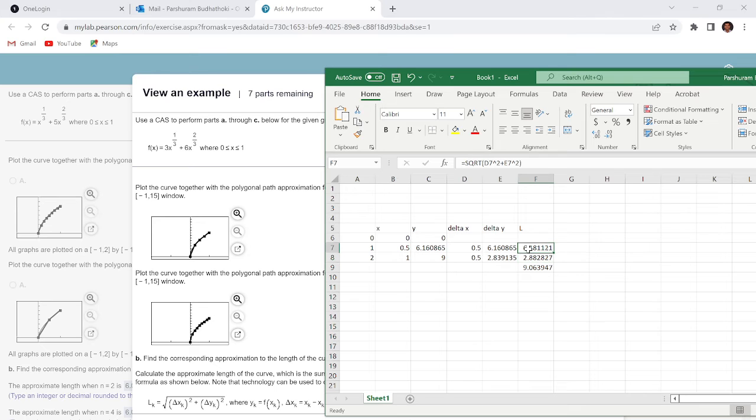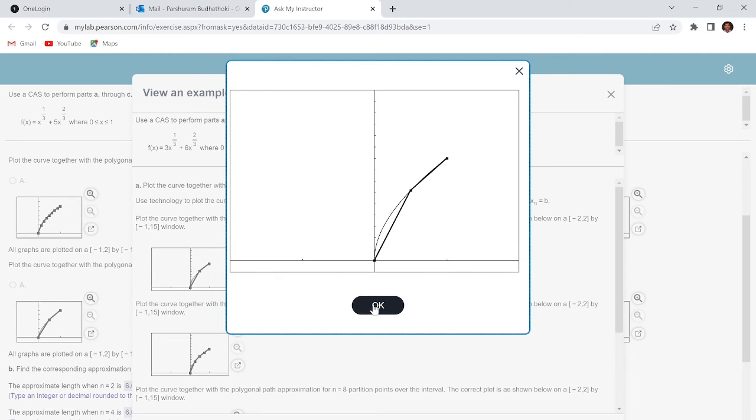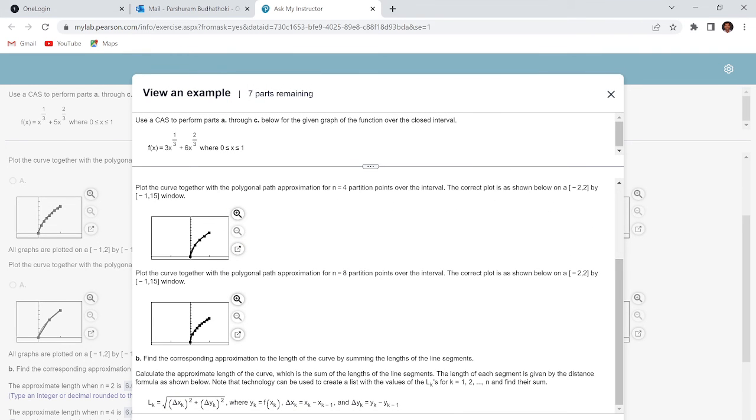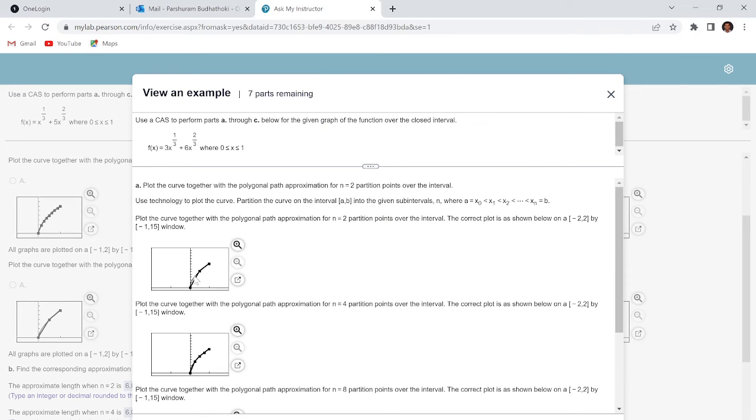If you add these two, this is the length of the first straight line, and the second one is the length of the second straight line. If you add these two, this is your sum. That gives you the approximate length of the curve.